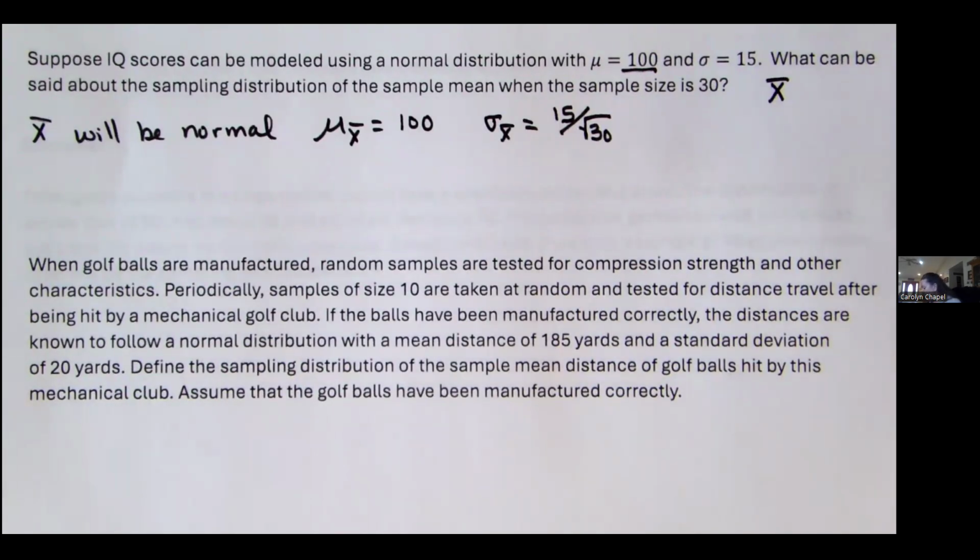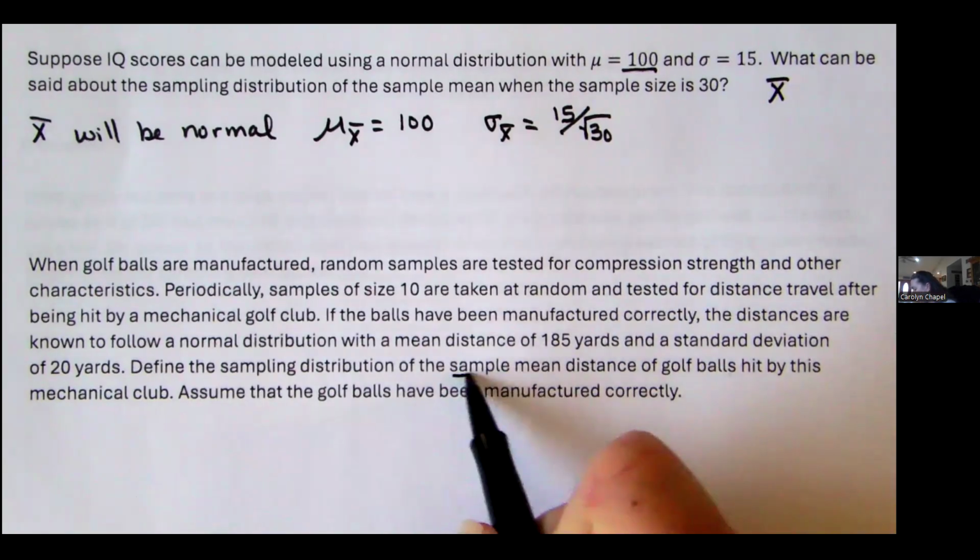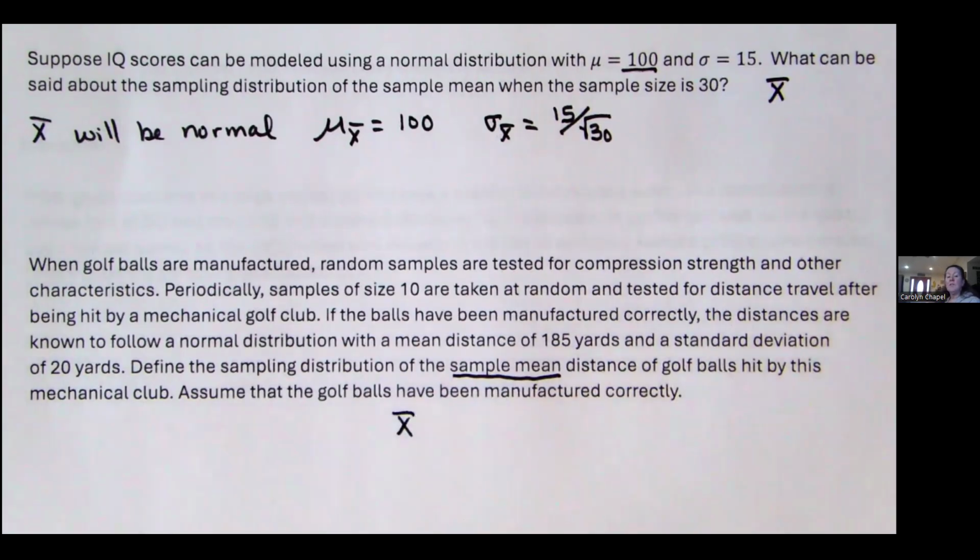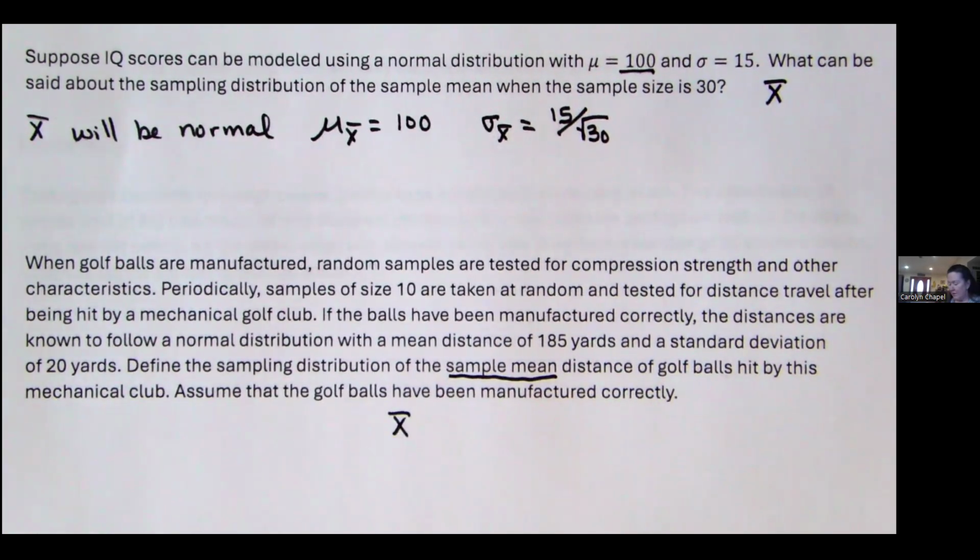Golf balls are manufactured. Random samples are tested for compression strength and other characteristics. Periodically, samples of size 10 are taken and tested for distance traveled after being hit by a mechanical golf club. If the balls are manufactured correctly, the distance is known to follow a normal distribution, with a mean distance of 185 yards, standard deviation of 20. So we are going to describe what we have going on with these samples that we take. We're supposed to define the sampling distribution of the sample mean. Thinking sample mean, that's X bar. So how is X bar distributed?